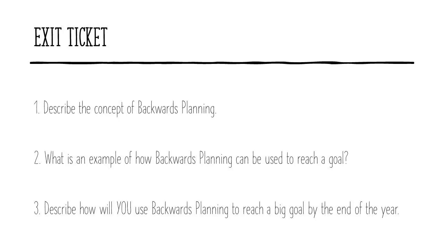And then number 3, describe how you will use backwards planning to reach a big goal by the end of the year. Since we're so close to the end of the year, and as you're going into high school, how could you use backwards planning to make sure that you're set up for success in high school? Those are the 3 exit ticket questions.